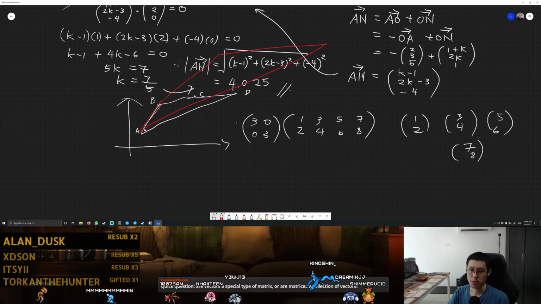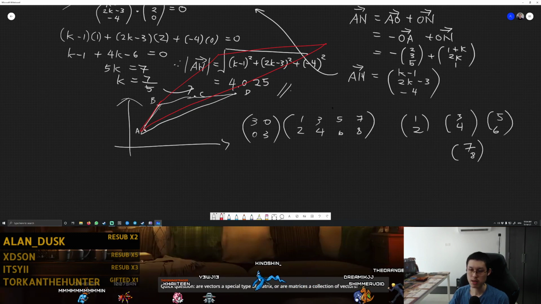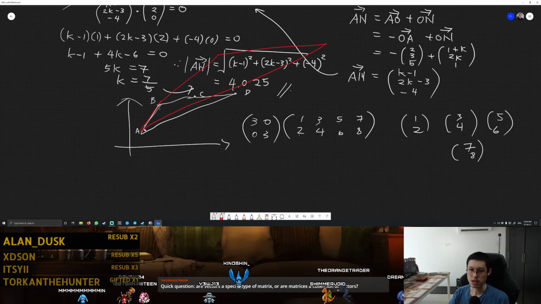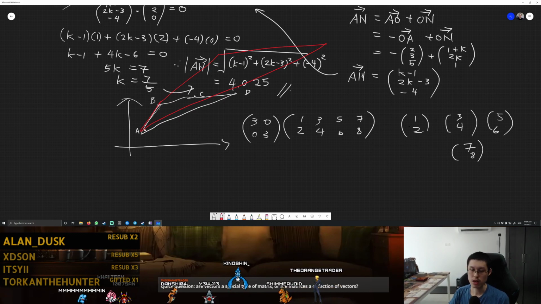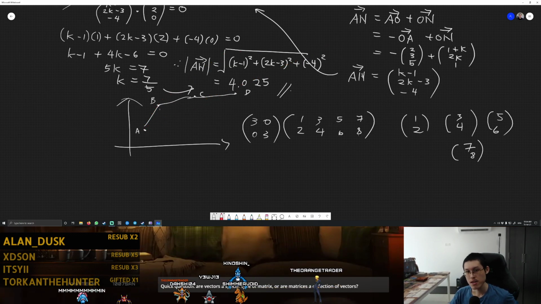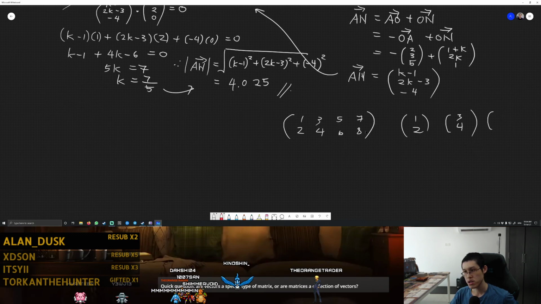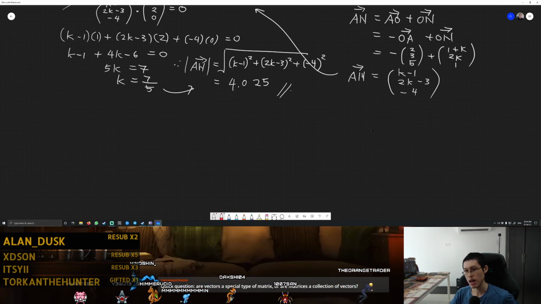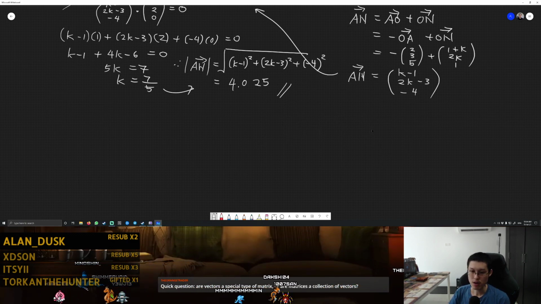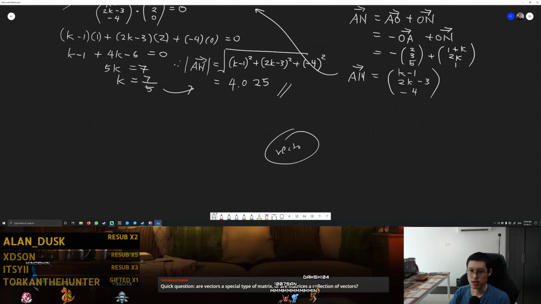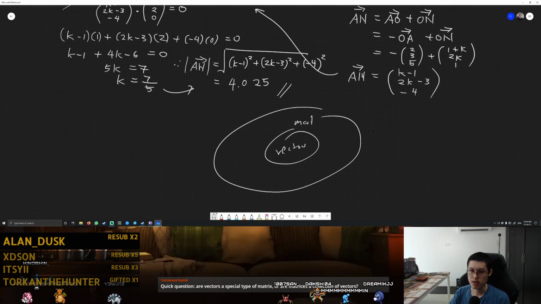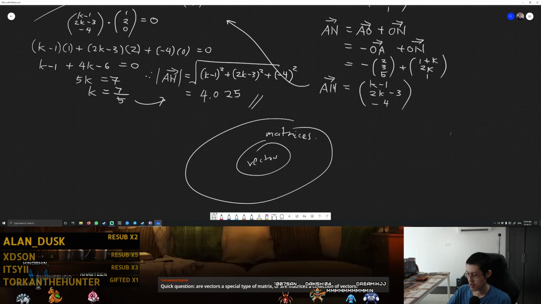The way you calculate that quickly is by grouping them together into a collection of vectors like this, which looks like a gigantic matrix. So both statements are actually correct. However, not all matrices are vectors, but all vectors are matrices. So vectors are a subset of matrices. Yep, good question.